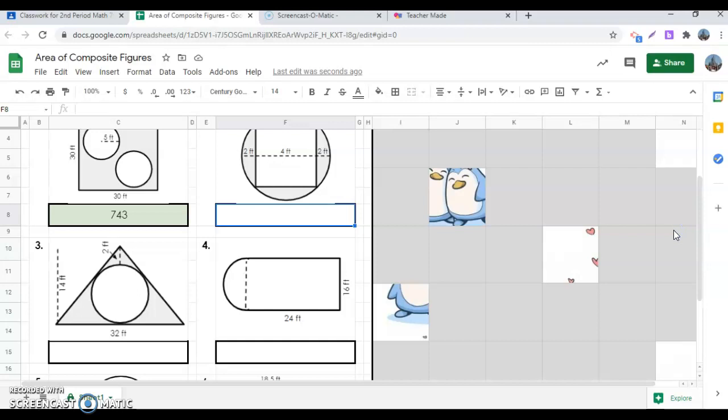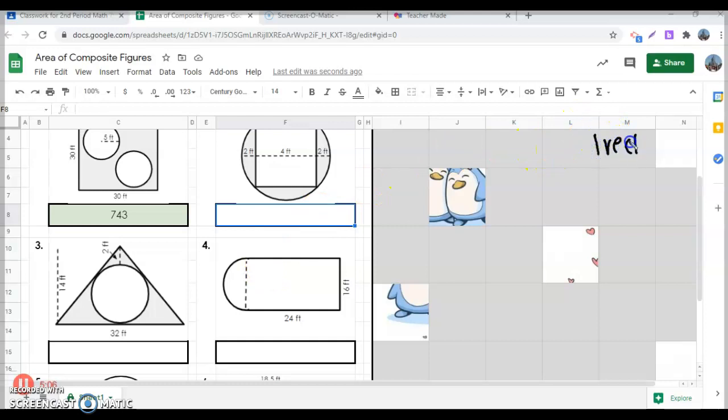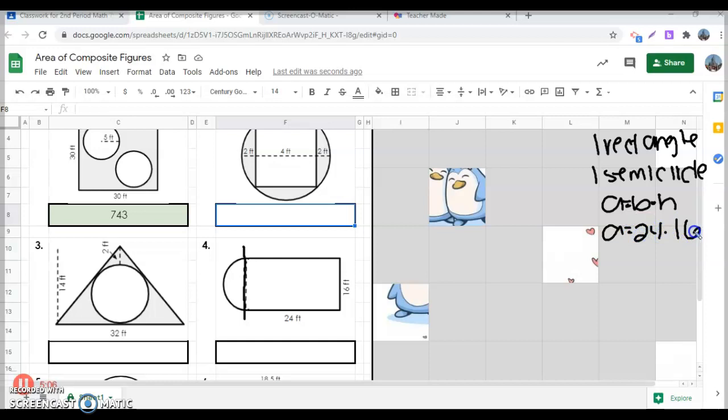So if we look at number 4, we decompose our shape. I see one rectangle and I see one semicircle. So the first thing that I'm going to do is find the area of the rectangle because I find that to be the easiest. So I'm going to write my formula. Area equals base times height. So my base is 24 and my height is 16.